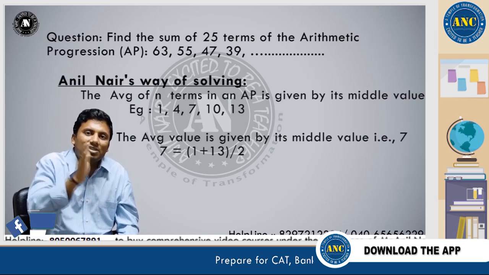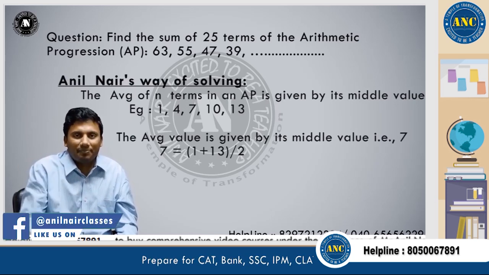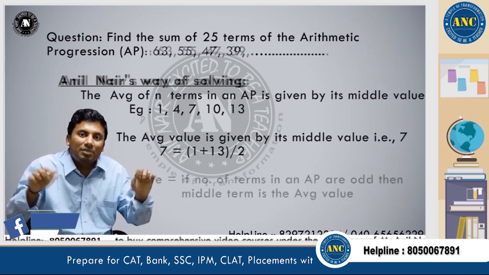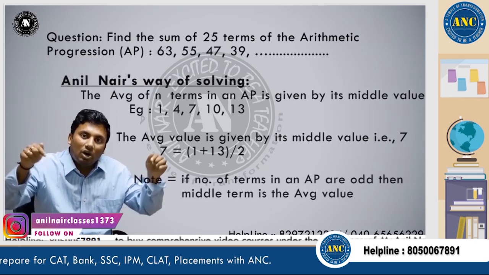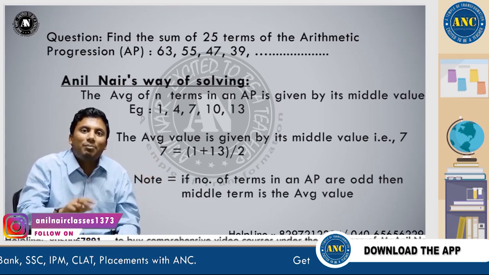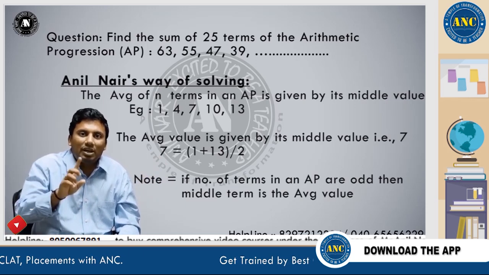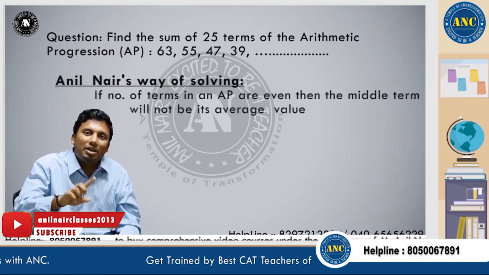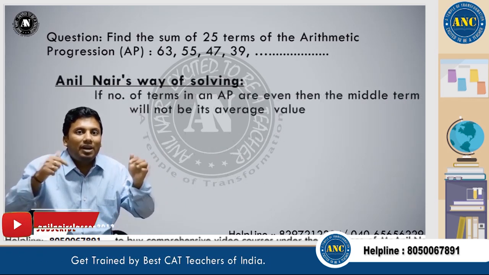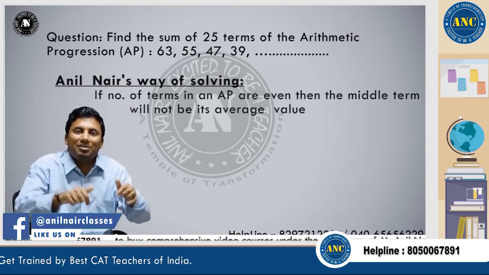7 is nothing but first term plus last term by 2. If the number of terms in the AP series is odd, the middle value will become the middle term. If the number of terms in the arithmetic progression is even, the middle value will not be the middle term.